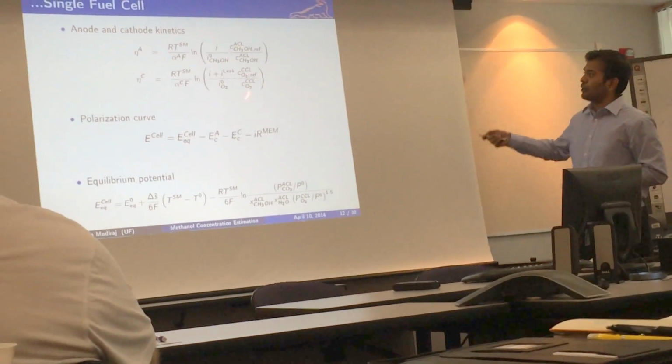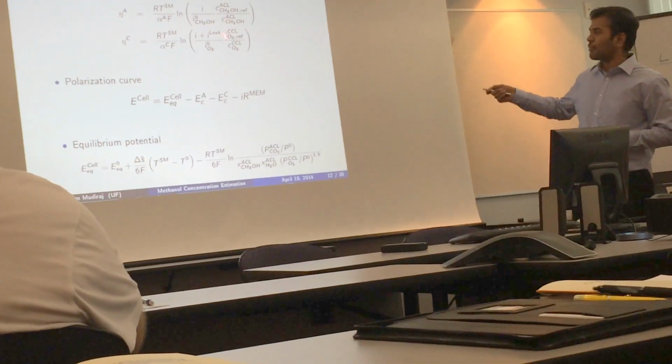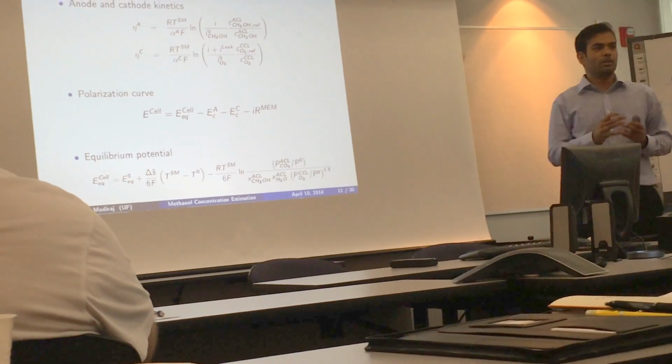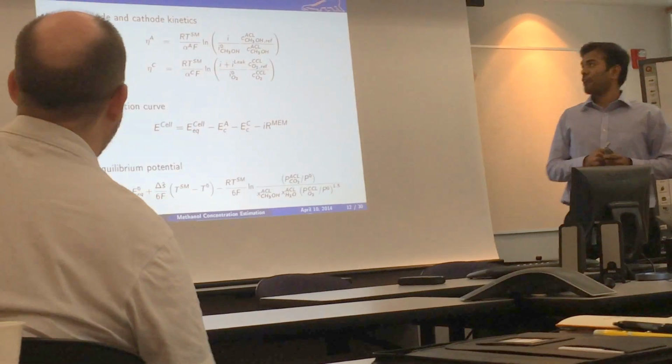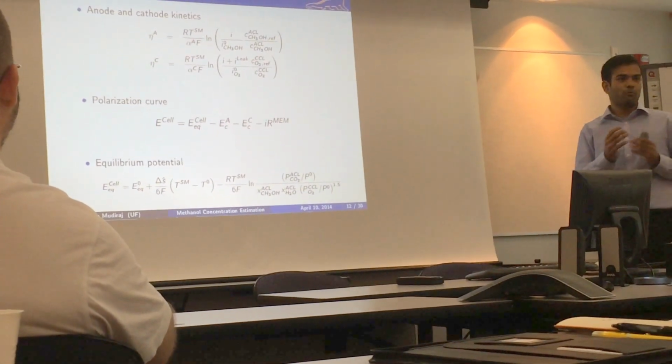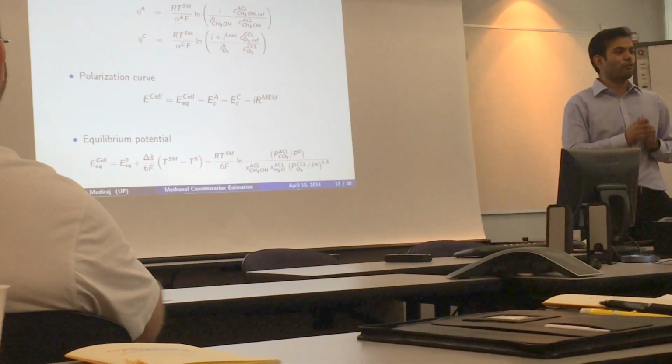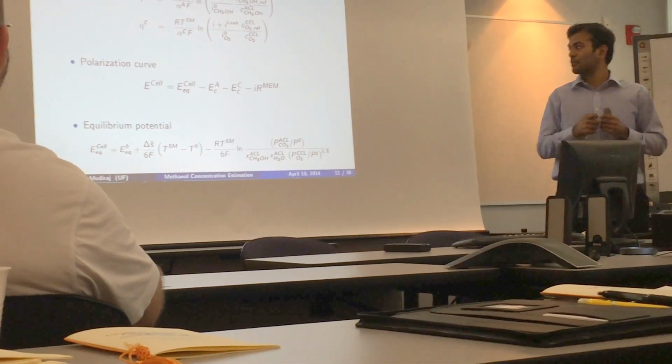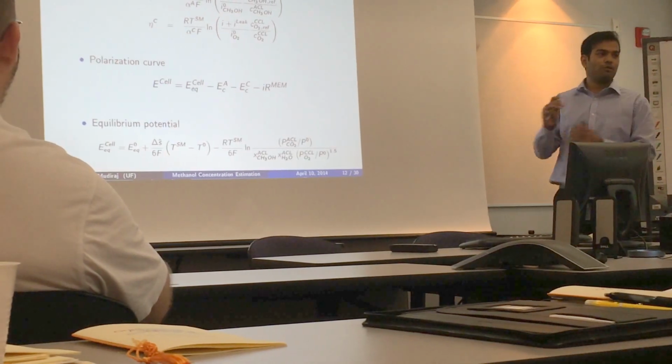And then we write our kinetics equations for the 2 reactions that are happening in our system using first order Tafel approximation. And finally, we end up with this polarization curve model, which predicts the voltage across the fuel cell as a function of various operating conditions. Now this completes the model of a single fuel cell.